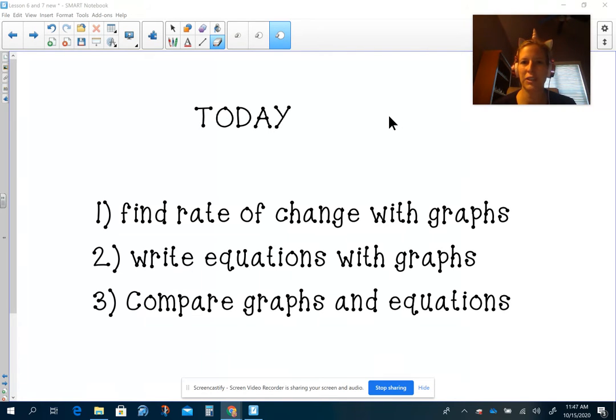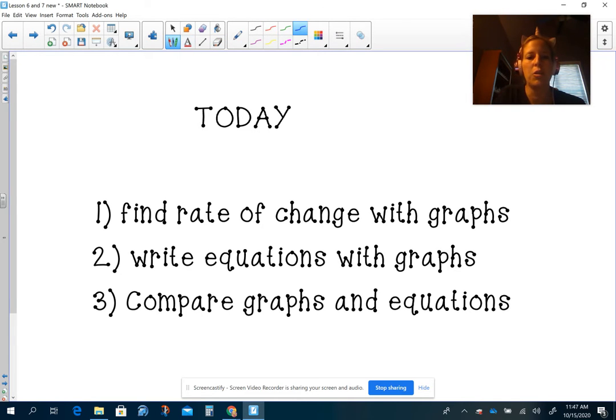So hopefully yesterday y'all did good with tables. Today what we're going to do is look at graphs, okay? We're going to find the rate of change with graphs. We're also going to talk about the initial value, and I'm going to give it some new words so that way we can write those down.